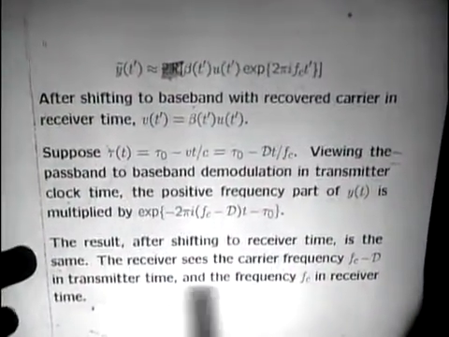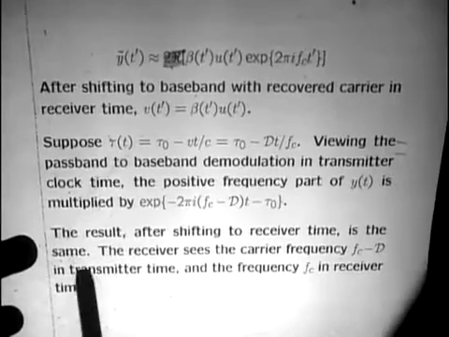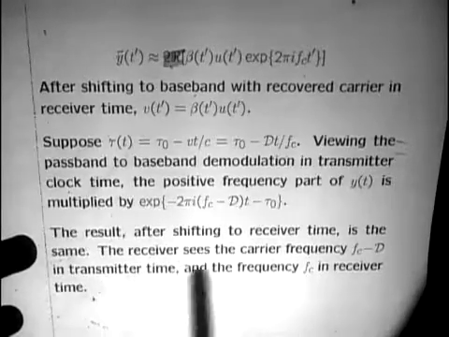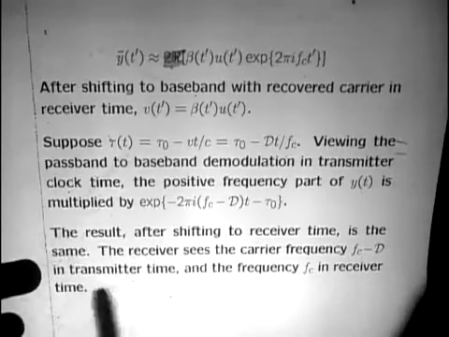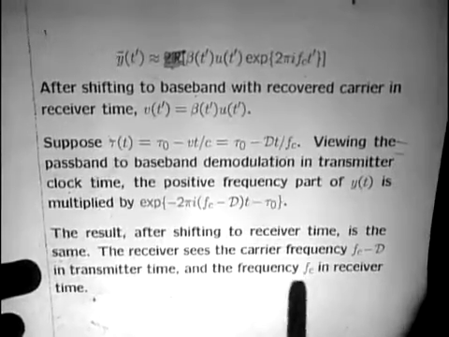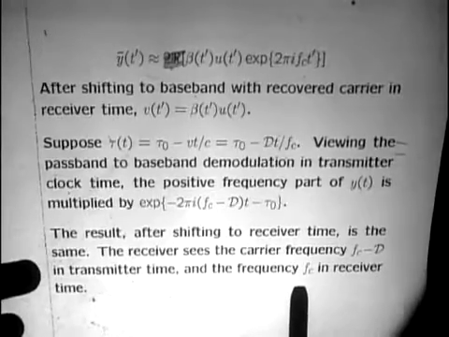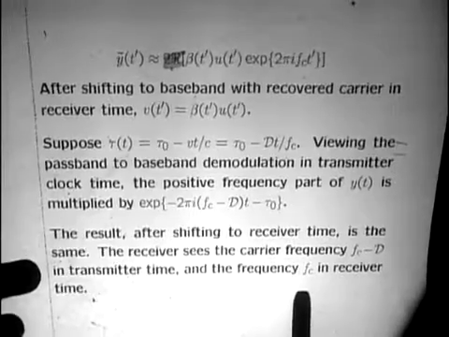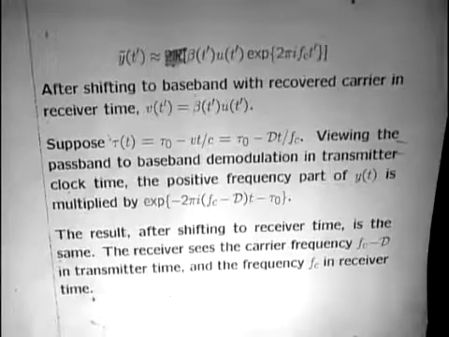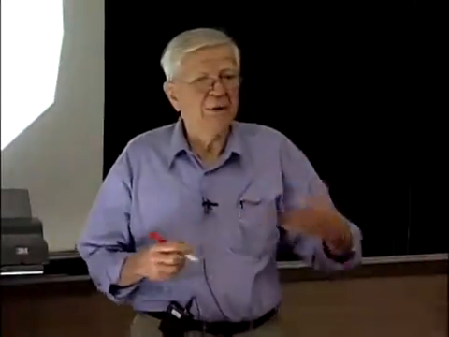So anyway, the result after we look at this in both ways is that you get the same answer each way, but the receiver sees this carrier frequency in transmitter time, and it sees this frequency in receive time. Of course, the receiver only sees receive time, because the receiver is sitting there trying to measure from the waveform coming in what that carrier frequency is and what that time base is.